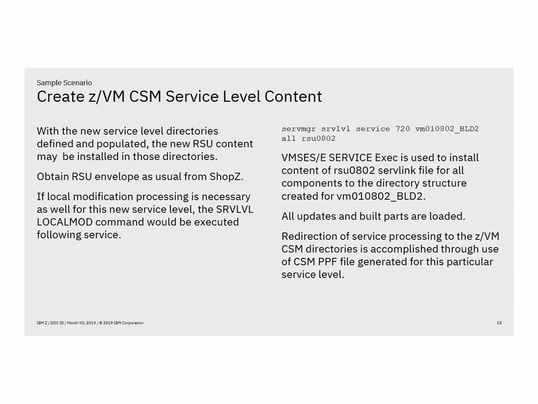Assuming I have access to the service envelope, I'd run serve manager serve level service, again 720, reference the service level name, and I'm going to install all the service from the envelope RSU 0802. So this updates all of the pieces and parts that would be affected by this RSU install in the set of directories under that high level qualifier.